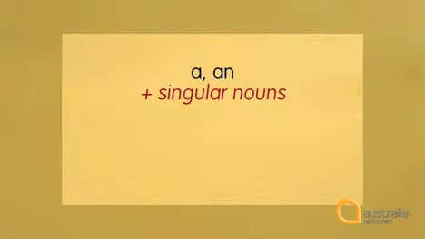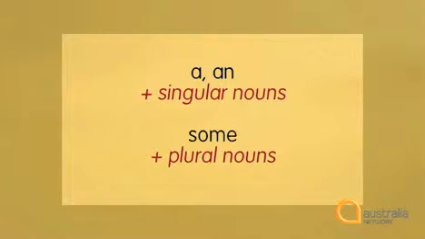And where the vowel U is pronounced Y, we use a. So we say an umbrella, but a user, because user sounds like it begins with a Y. A and an are only used with singular nouns. We use some with plural nouns.